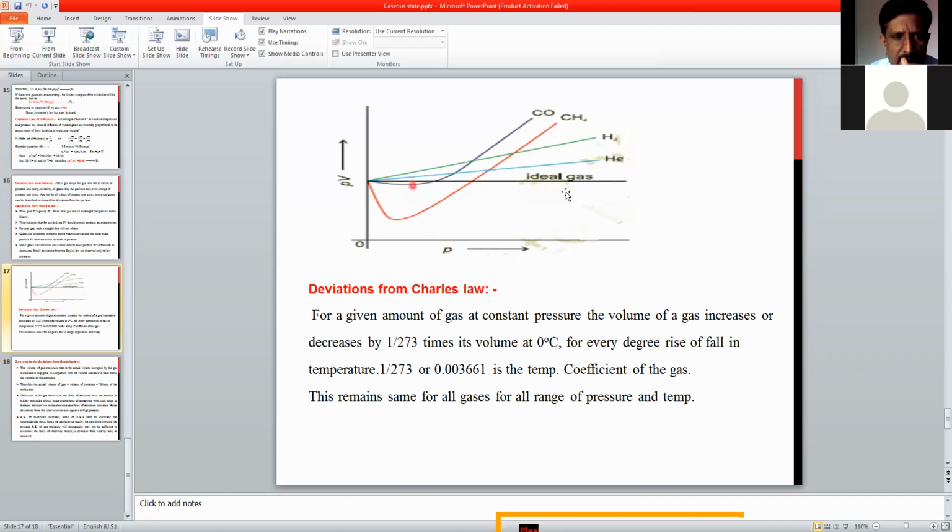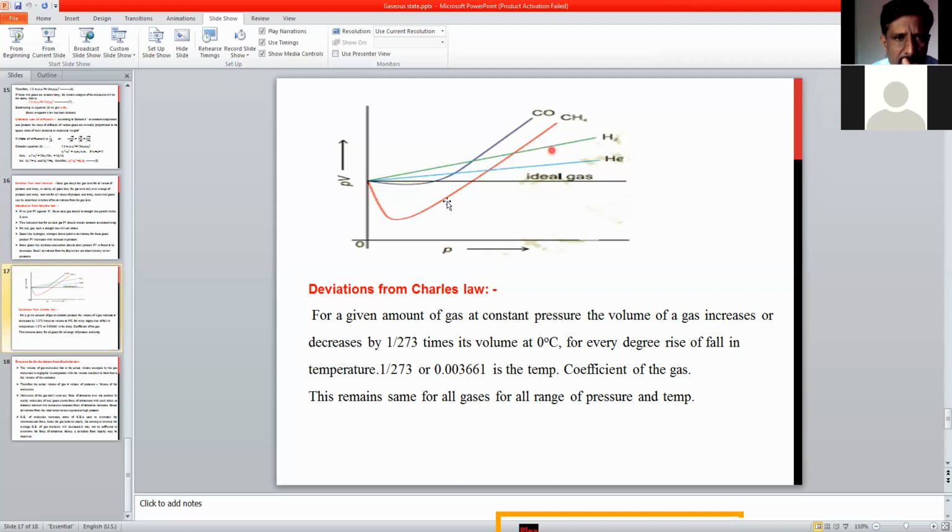If a line parallel to the x-axis, the pressure axis, is obtained, this indicates the nature of the gas is ideal. This is true for ideal gases. Now, there are certain gases like hydrogen, helium, methane, carbon monoxide and carbon dioxide. They deviate from the ideal gas law, the ideal behavior.